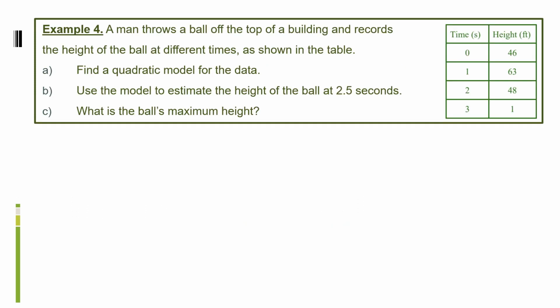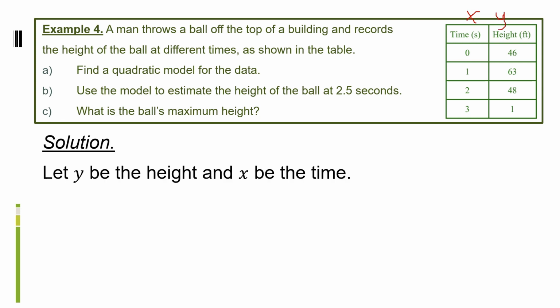So in this case, given tayo nung mismong data, which is actually our x and y. So for our solution, we let y be the height and x be the time. Ano bang sinasabi nito? This x and y satisfies the quadratic equation y equals ax squared plus bx plus c. Ibig sabihin, kapag naglagay tayo ng point dito na x and y, let's say 0, 46, so 0 yung x, y is 46, pwede nating makuha yung values ni a, ni b, at ni c.